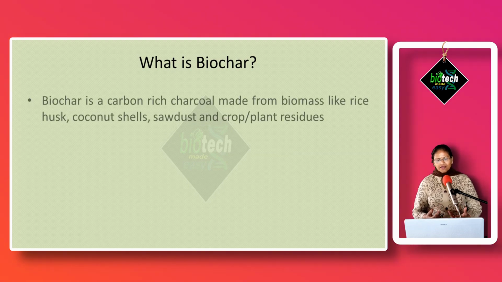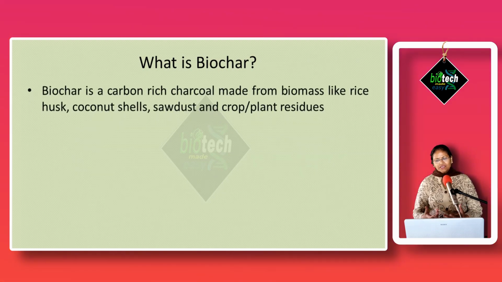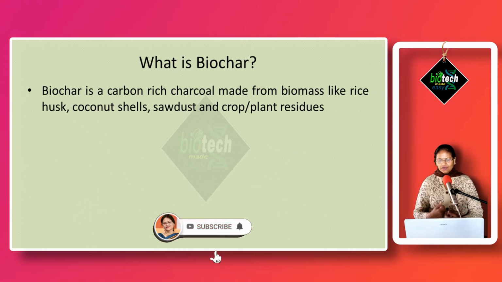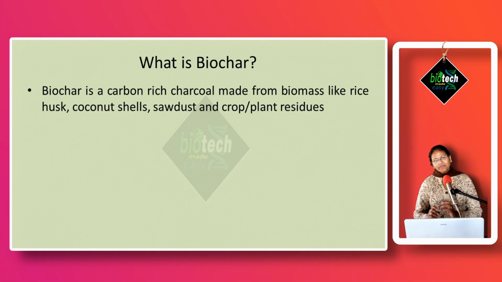So before going into the details, let's see what is biochar. Biochar is a carbon-rich charcoal which is made from biomass like rice husk, coconut shells, sawdust, crop residues, or any plant residues for that matter. These residues, whatever is present in abundance and going to waste, can be used for making the biochar.